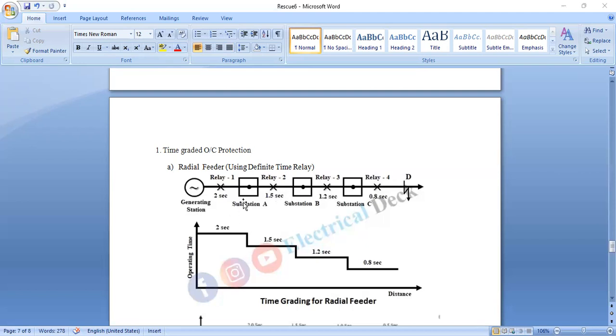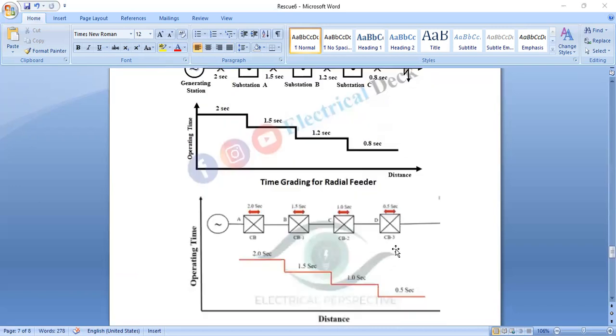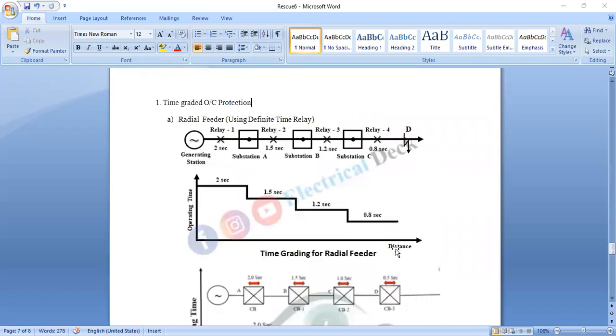Okay. So in the case of a fault, the total line is divided into two different sections, and each section is provided with a definite time value. That means there are relay 1, relay 2, relay 3 and relay 4. So there are three sections, section A, section B and section C.